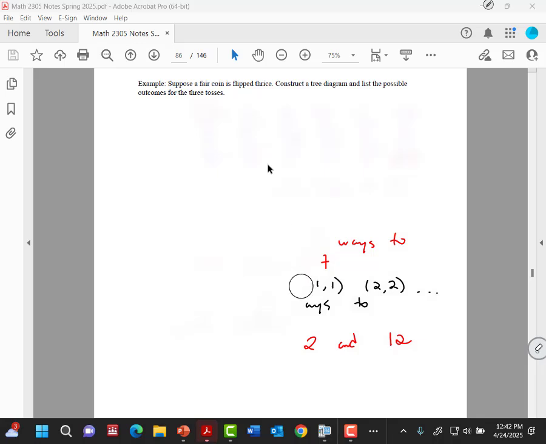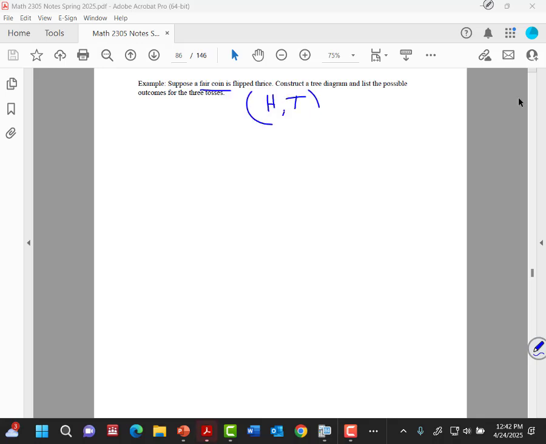Suppose a fair coin is flipped thrice. Construct a tree diagram and list the possible outcomes for the 3 tosses. Okay, so I have a fair coin, and the fair coin can pop up either heads or tails. Okay? And it's important to notice that I'm flipping this n equals 3 times. And we're going to construct what's called a tree diagram. Now, as we progress through the course, when we get into the last unit and we begin graph theory, you'll see why we would call this a tree diagram.